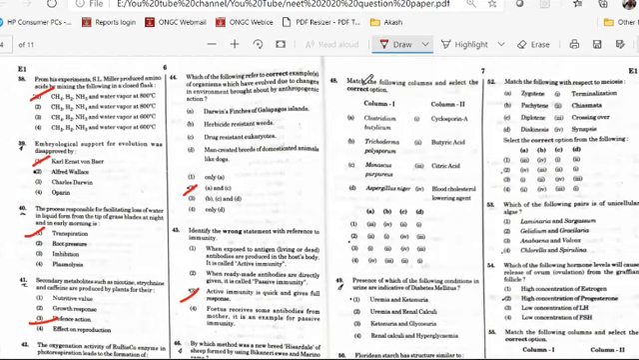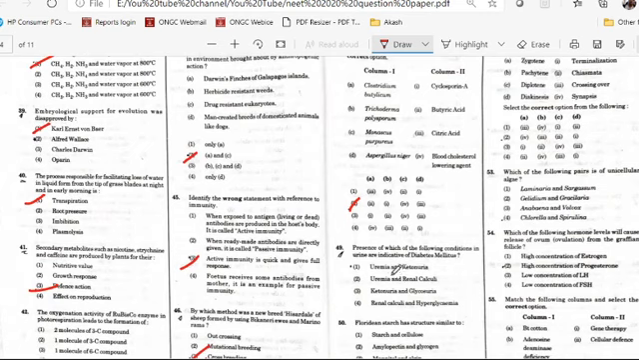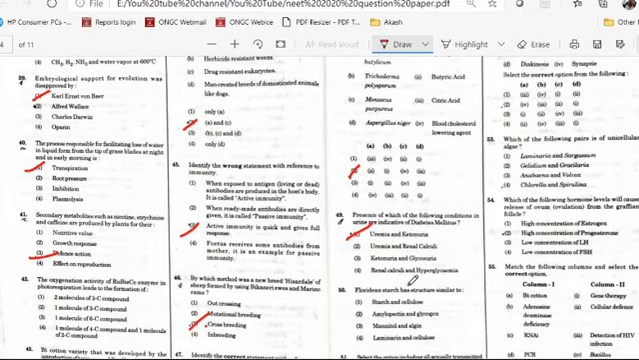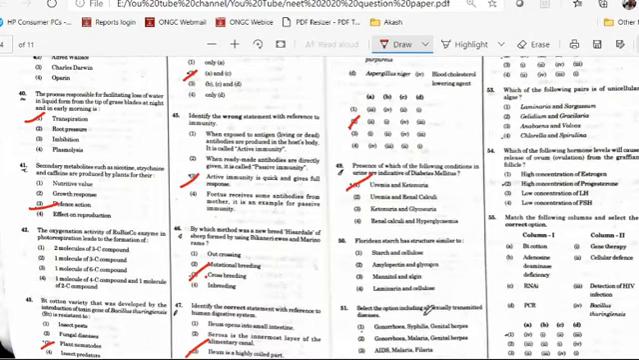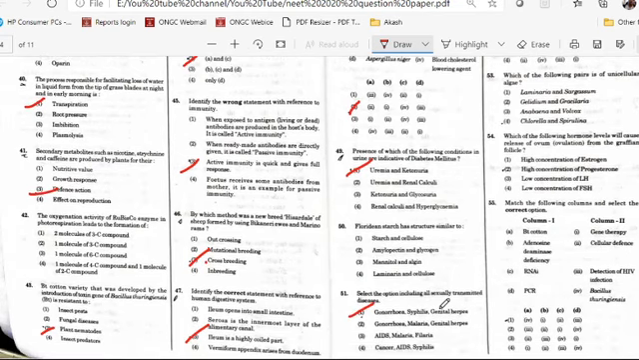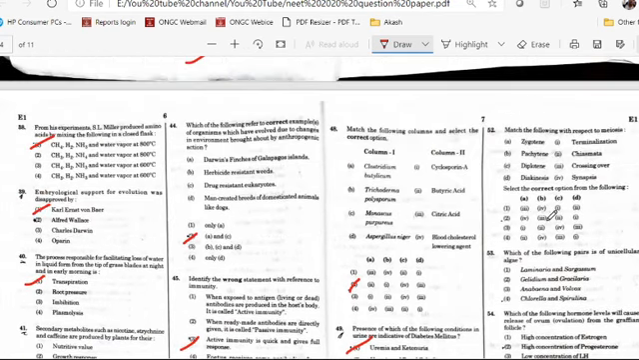In question number 48, the answer is option number 2. In the arrangement, option number 2 is the answer. In question number 49, uremia and ketonuria is the answer, option 1. In question number 51, option 1 is the answer. You just match your answers with us.